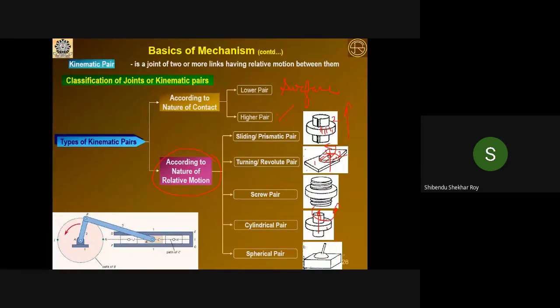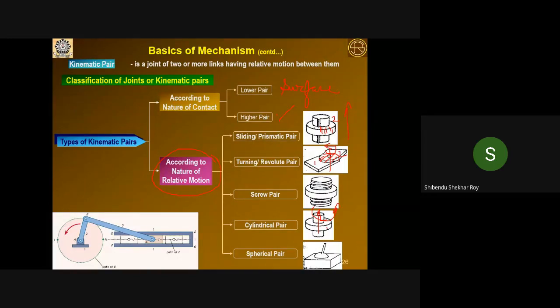Spherical pair is basically the spherical joint. You might have seen in an automobile, in your either two-wheeler or four-wheeler, the mirror is placed over a spherical joint. You can rotate about the x-axis, you can rotate about the y-axis, and you can also rotate about the z-axis. So this is known as a spherical pair.